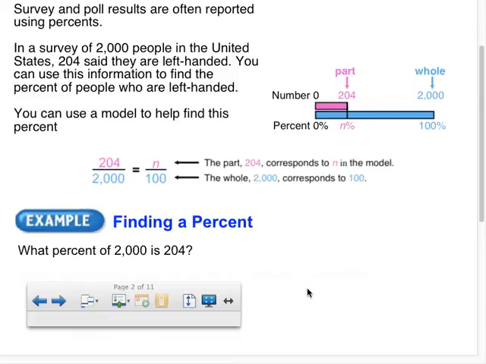Now you could use mental math to solve this, or you can use the cross product property. Does anybody have an answer? You might be able to mentally solve this, but I still need to know your explanation. How'd you get your answer?